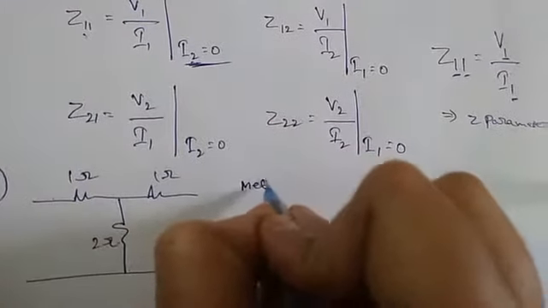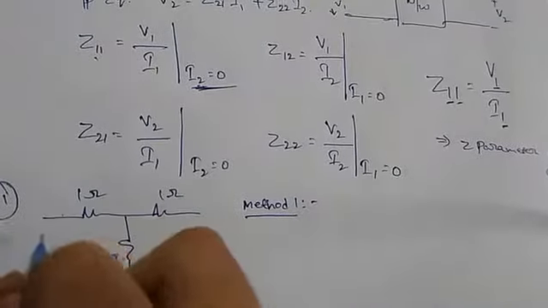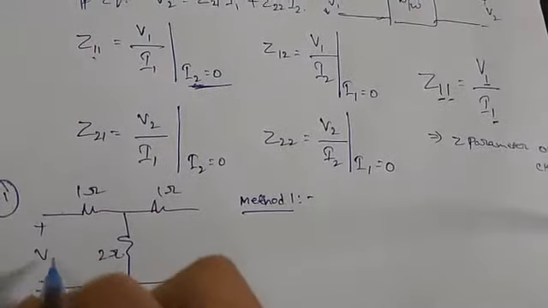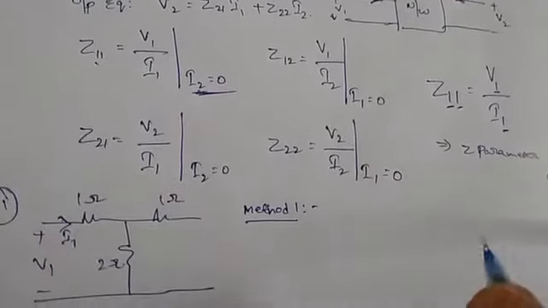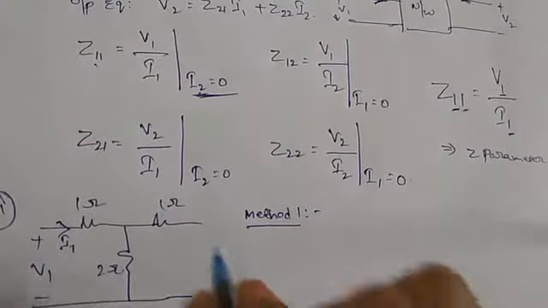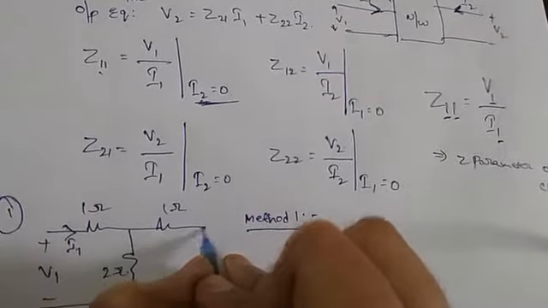First method, I am going from the conventional point of view. This is my voltage V1 and this is the current I1. So when I2 is 0, this is open circuit.